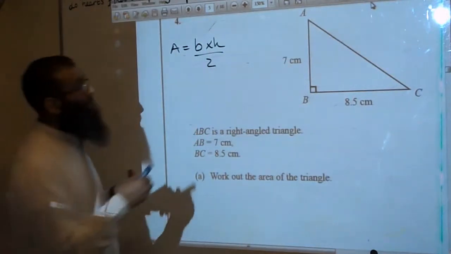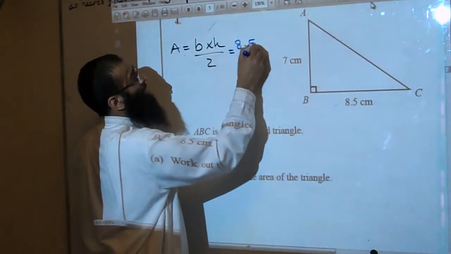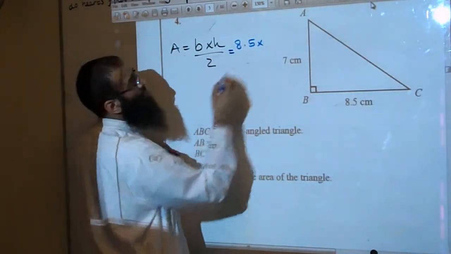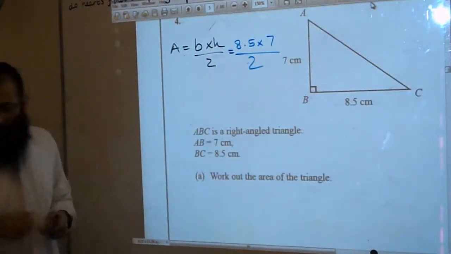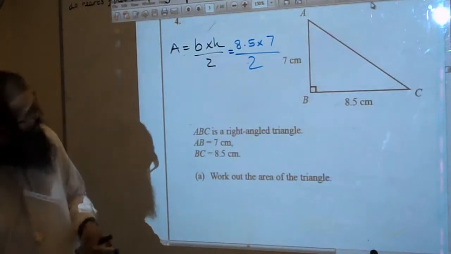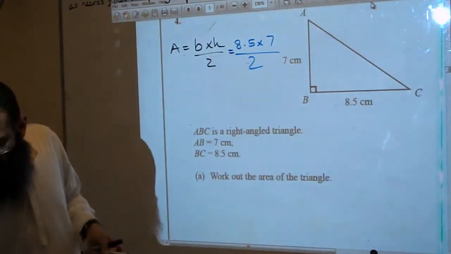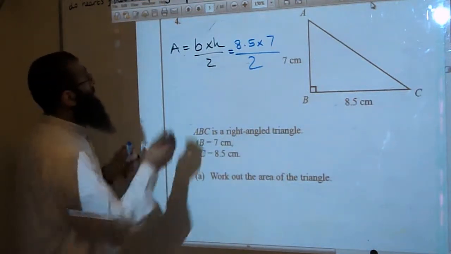It's a simple formula. What is the base, Ramiz? The base is 8.5. Okay, what is the height, Zishan? 7. Okay, now then we divide it by 2. So 8.5 times by 7 divided by 2. That will give us an answer of 29.75.